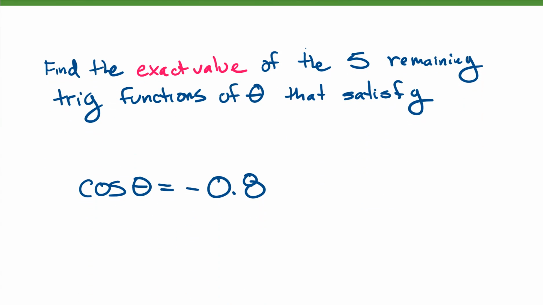Here we are. Find the exact value of the 5 remaining trigonometric functions of theta that satisfy cosine of theta is equal to -8/10. Just by speaking it as -8/10, I've already helped myself out tremendously. Instead of calling it -0.8, which doesn't tell a story, 8/10 allows us to make a triangle, because then it gives us some sort of ratio.